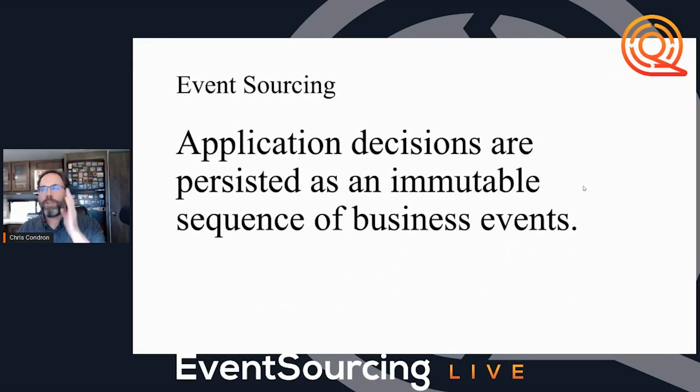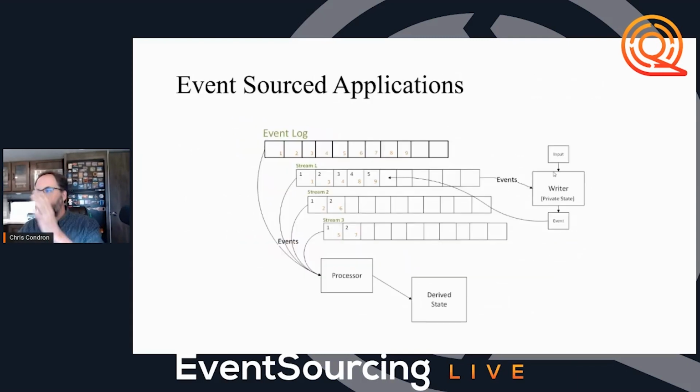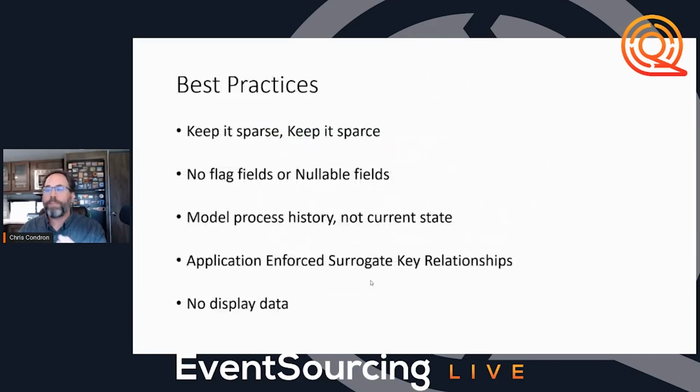Right? Application decisions persist as an immutable sequence of business events. This is how it's going to break down internally: fine-grained streams in one master log. Writers are restricted to one stream. Readers read from everything. Right? We want this data on the inside to be sparse. We don't want to do hierarchy and table. We want everything to be clear, simple tuples. And we're going to model our process history, not our current states.